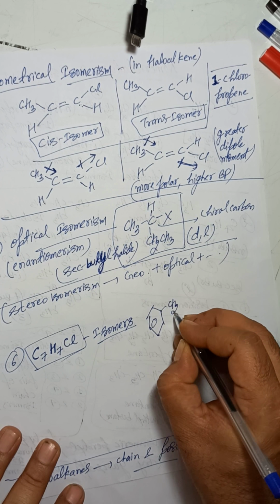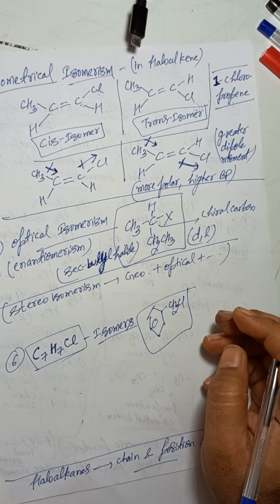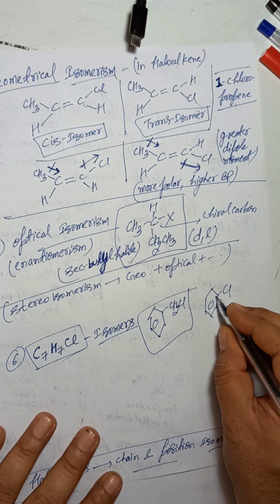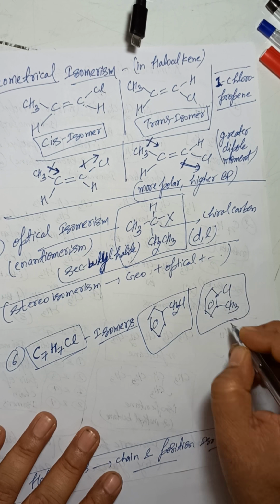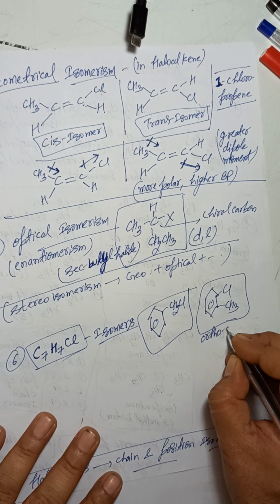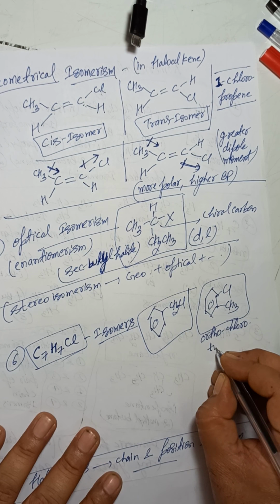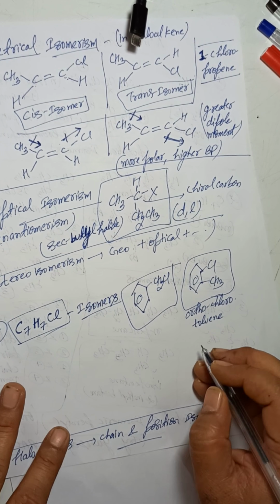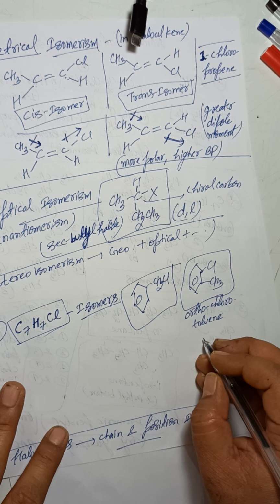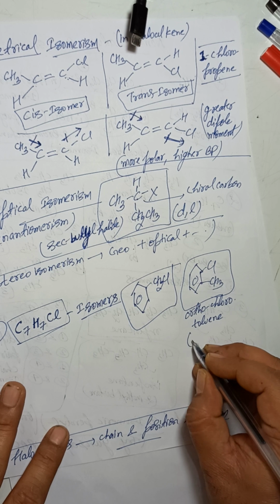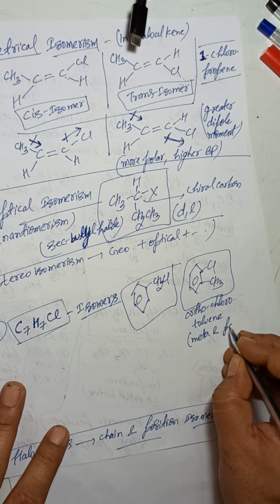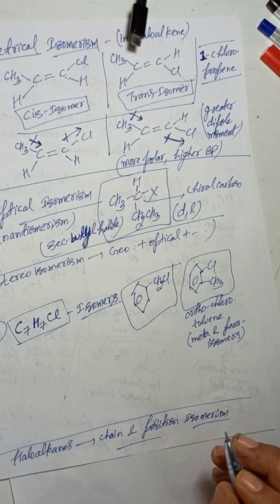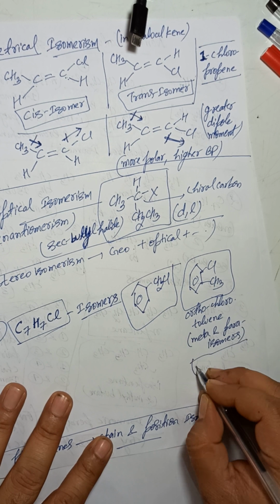Benzene with CH2Cl. This is the first isomer. I hope you remember this: benzyl chloride. Then benzene with Cl and CH3. This is ortho chlorotoluene. Then again meta isomers, para isomers. Ortho, meta and para, these are position isomers.